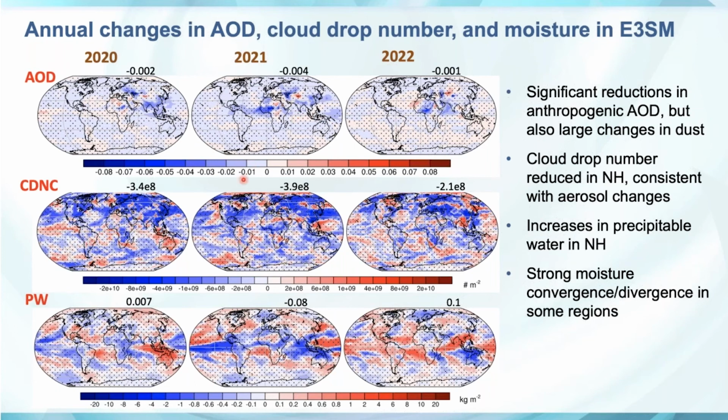dust. And in general, the cloud drop number reduced in the northern hemisphere, which is consistent with aerosol changes, and precipitable water in the northern hemisphere also increased in general, but there are strong shifts and reduction in precipitable water in the tropics as well, indicating some strong, large changes in the moisture convergence and divergence.